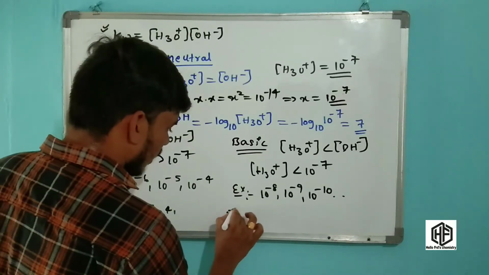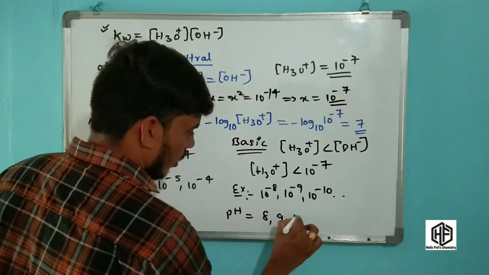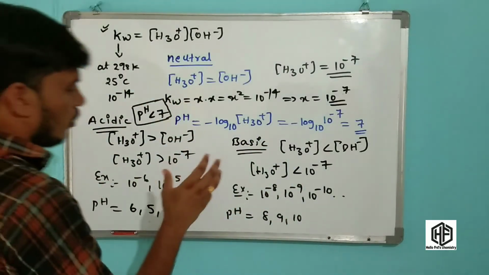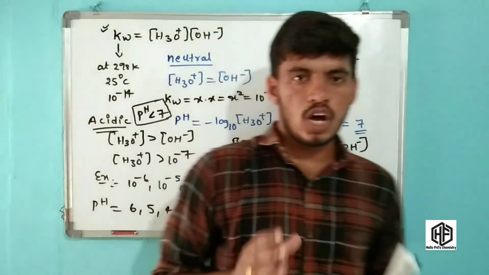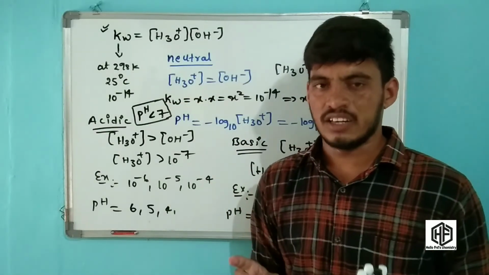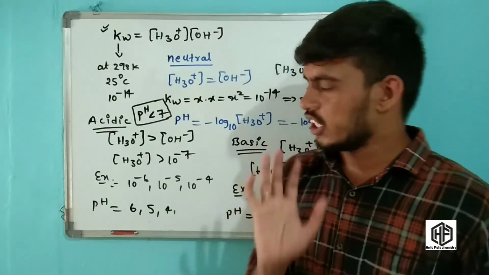It means pH is equal to 8, 9 and 10 in a basic solution. This is the important concept in pH. Now I am talking about what pH is. pH is equal to minus log base 10 of the concentration of hydronium ion or hydrogen ion.